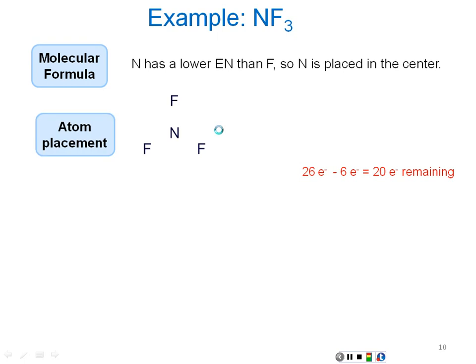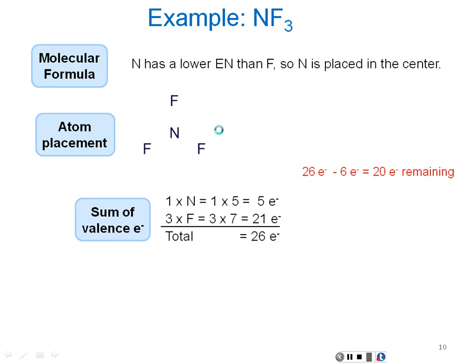Okay, so there's our atom placement. Now we need to sum up the valence electrons. You see that there's 1 nitrogen. Nitrogen has 5 valence electrons. There's 3 fluorine. Fluorine has 7 valence electrons. So we get a total of 26 valence electrons.